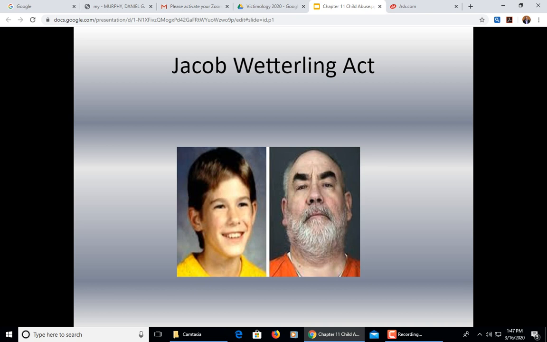But this boy got raped and murdered by this guy here, and they initiated a sex offender registry system. But under the Jacob Wetterling Act, the registry was only for law enforcement. The general public could not see who was on the registry and who was not. It was just an investigatory tool for law enforcement.